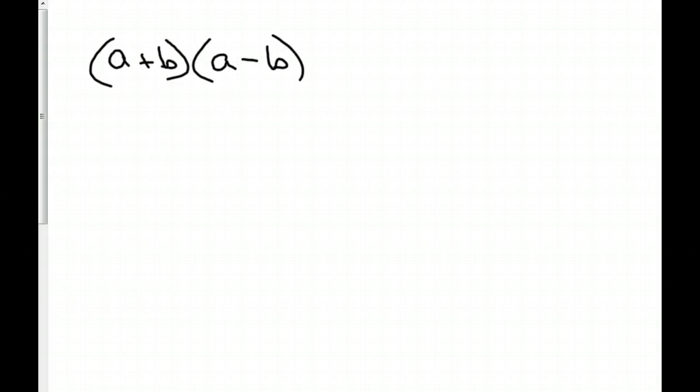One thing that I want to do is take this here, and what I want you to do is, using the FOIL method, solve that one for me. Okay, what'd you get? A squared minus b squared.